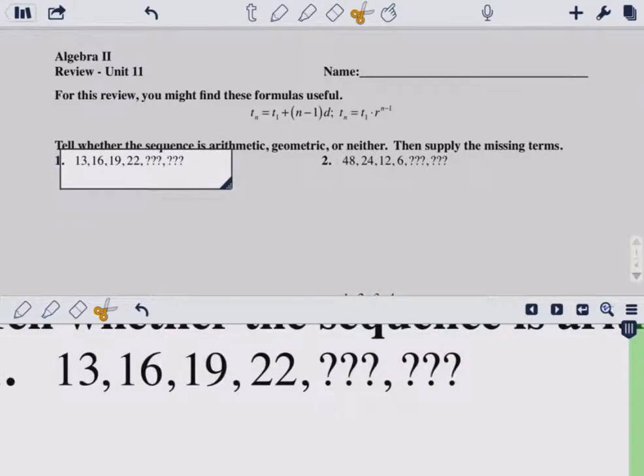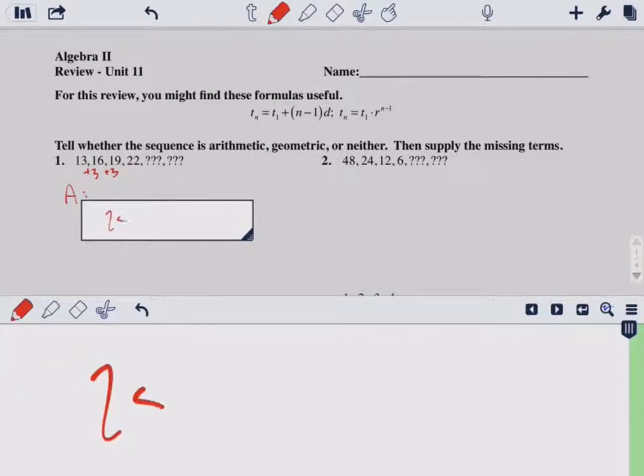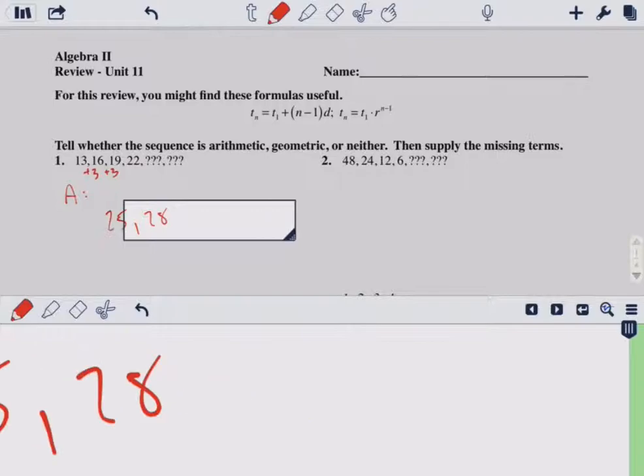So we'll note that here we're adding 3 each time. Okay, so that makes it arithmetic. Okay, and that makes the next two terms 25 and 28.